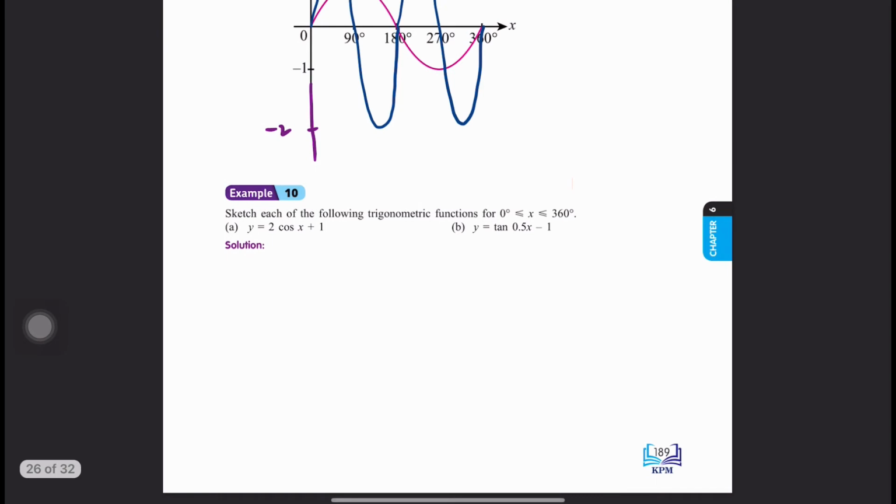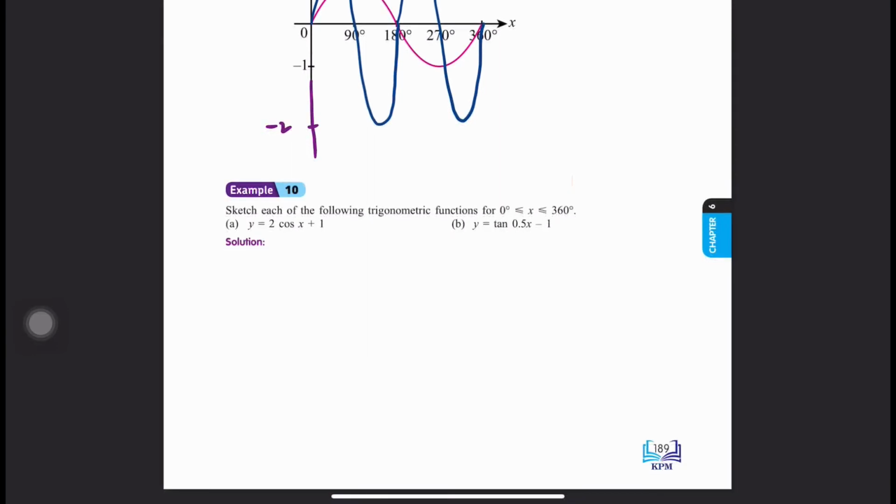Okay, next we go to example 10. Okay, example 10. Sketch each of the following trigonometric function for this range. Okay, so the first one kita ada y equals to 2 cos x plus 1. Okay, so we know that 2 means amplitude kita 2. So paling tinggi 2, paling rendah negatif 2. Okay, period 1 je. And then plus 1. Okay, plus 1 is actually dia naik 1 unit ke atas.